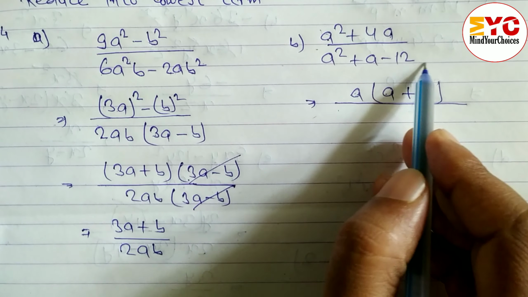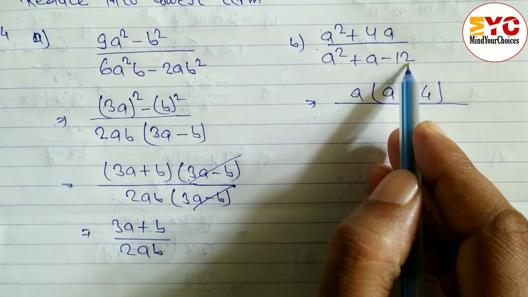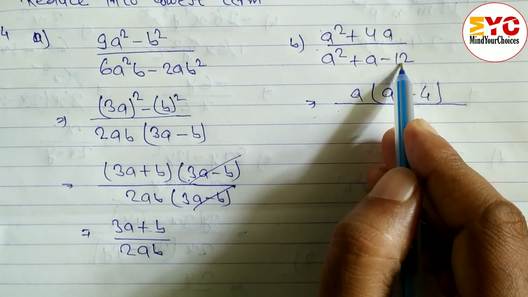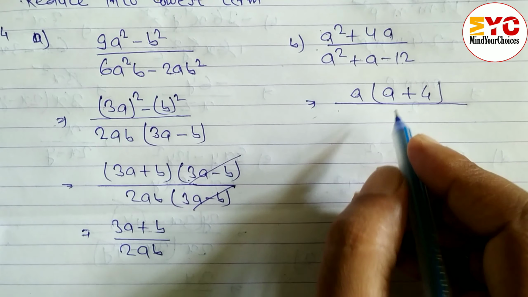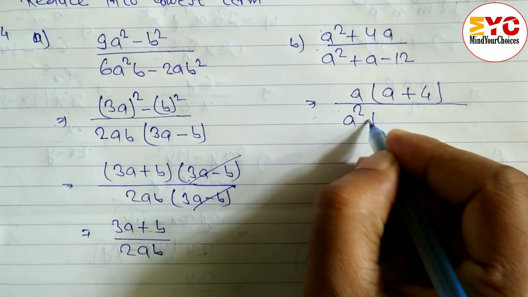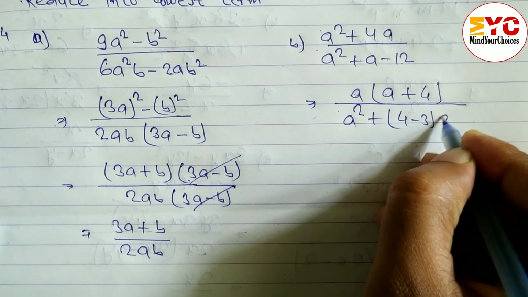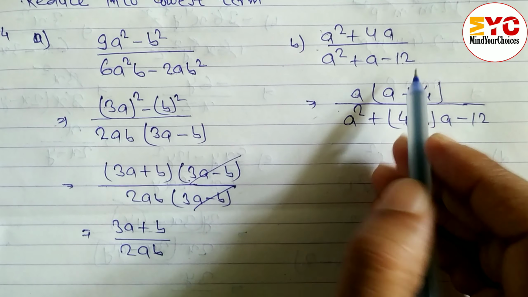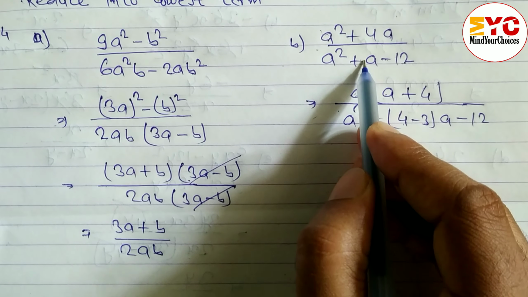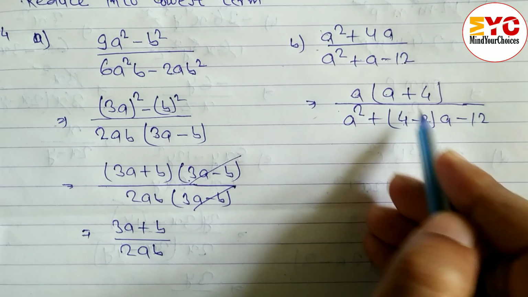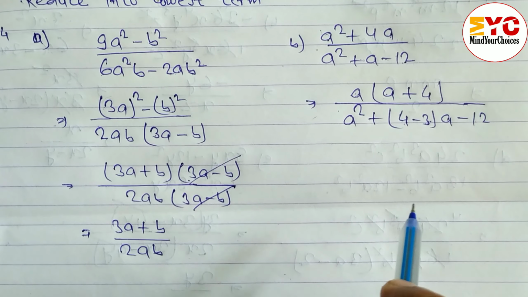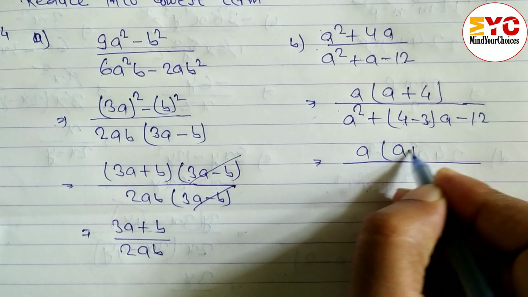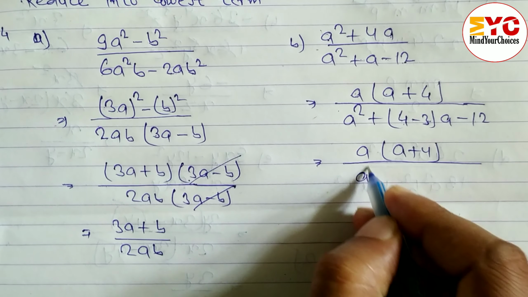In the denominator we don't have any common, so we can factorize this: multiplying to 12 and subtracting to 1. 4 3s are 12 and 4 minus 3 is equal to 1. So let's factorize this. A square plus, here we can write 4 minus 3, a minus 12. We have to find that type of two factors whose multiplication is 12 and subtraction is 1. When you multiply we get 12, and when you subtract we get 1, and the factors are 4 and 3. Okay, a plus 4.